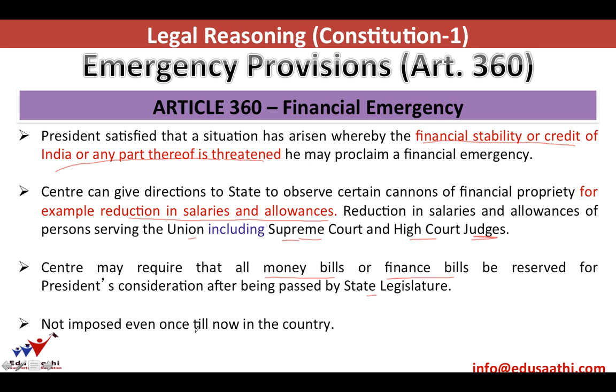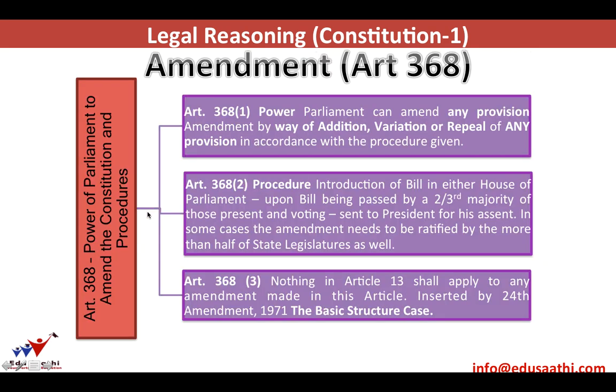Not imposed even once till now in the country. The financial emergency has not been imposed till now. So you see the relation between the salaries and allowances of the government employees. The MPs and MLAs themselves do not want it to be claimed because it might have impact on their salaries. So you can say that this can be a relation to the financial emergency. Although that's a hypothetical thing which I actually said, like that only.